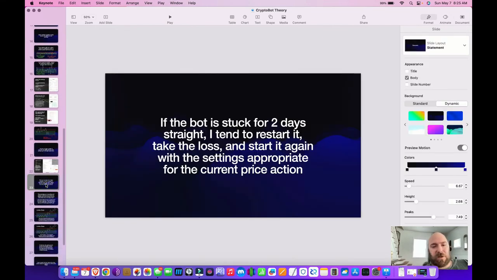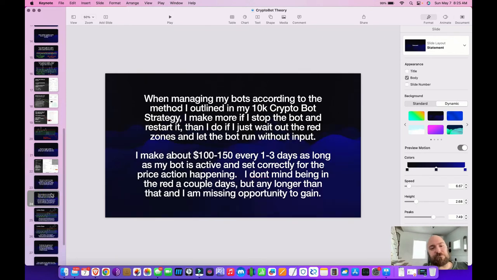So if the bot is stuck in the red for 2 days straight, that's when I take the loss and start it again. It's just more profitable over time doing it that way. Sometimes you'll be in the red for weeks. Sometimes it won't return to the same price range. And if you wait too long, you're just missing the opportunity for trading. It's the way that I look at it.